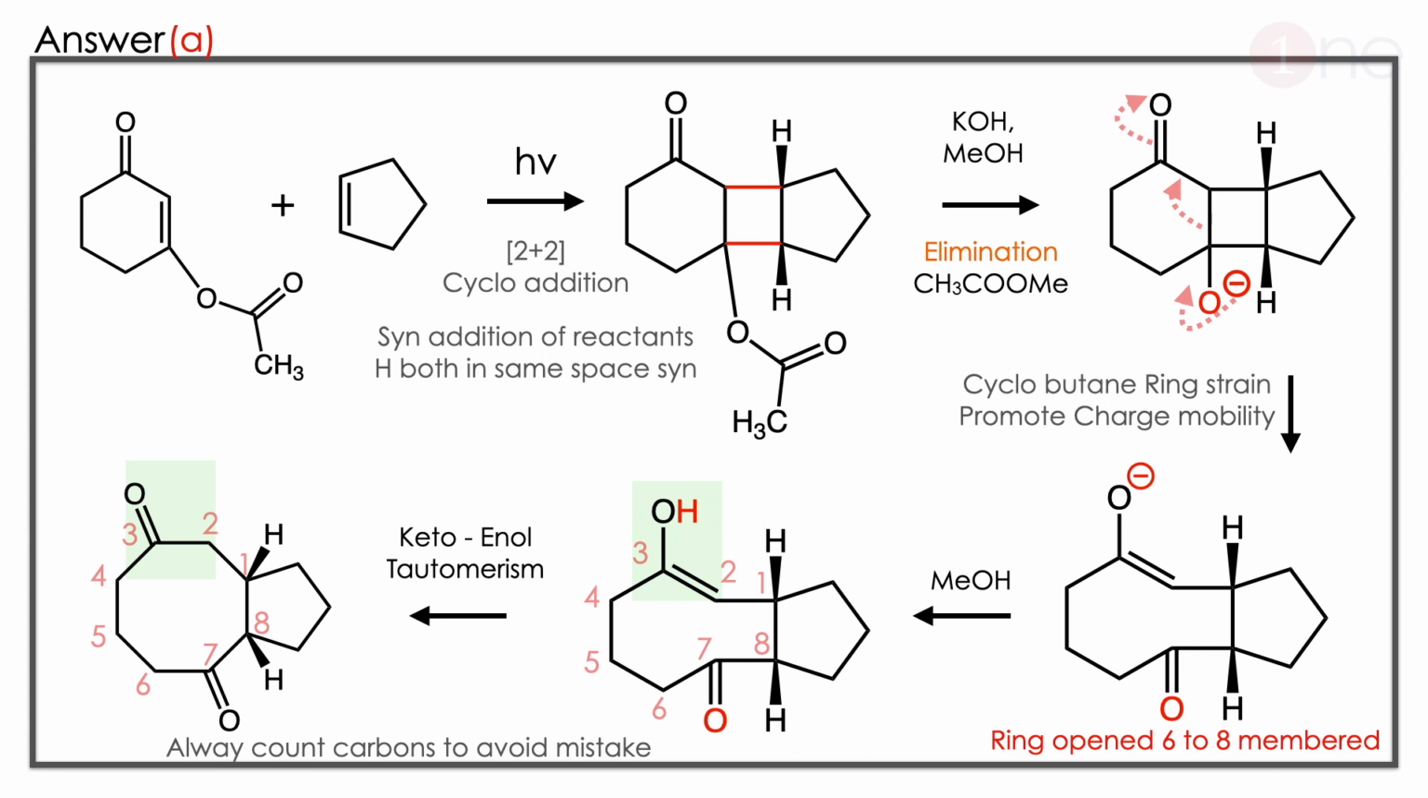Here you have to know 2 things. The addition in the Diels-Alder-type cycloaddition is syn addition. The hydrogens are above the plane. And if there is ring strain, the charge will open the ring and it will be stabilized by itself. So the only way the negative charge is stabilized or quenched is by ring opening and ketone formation.